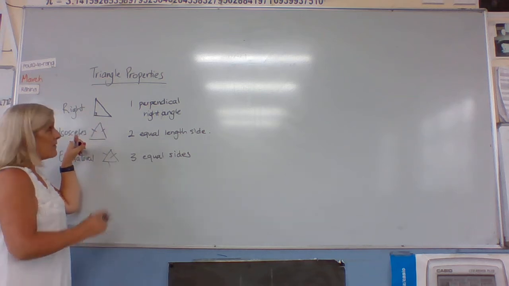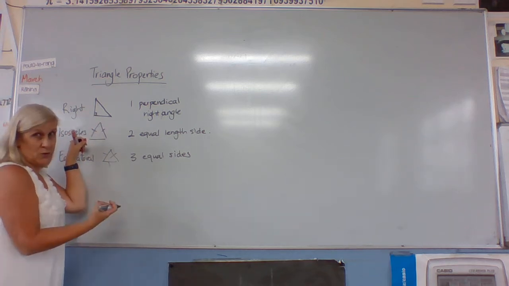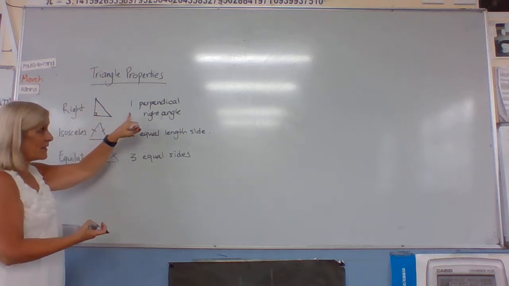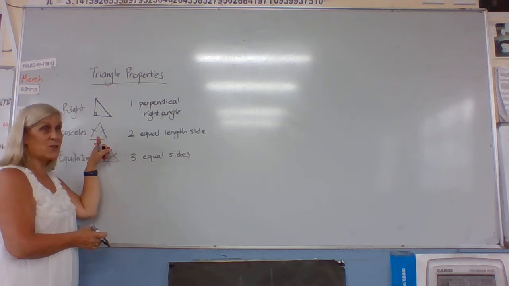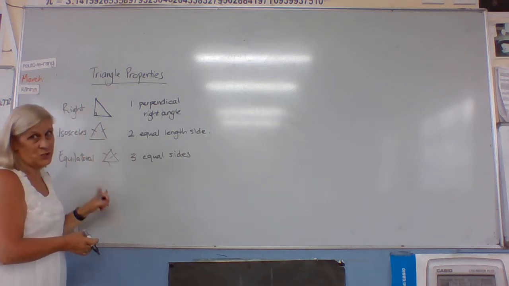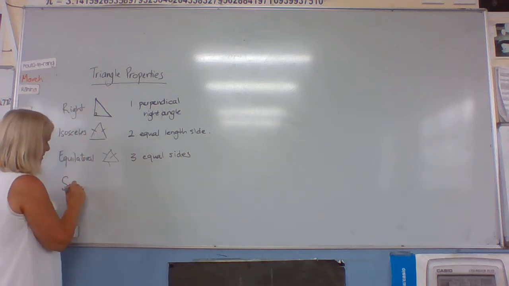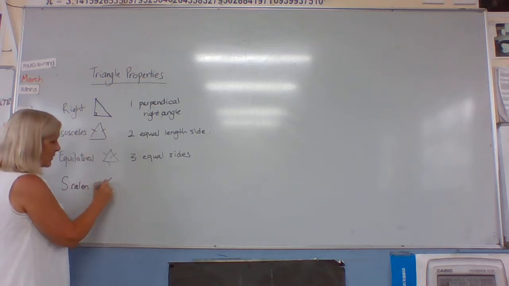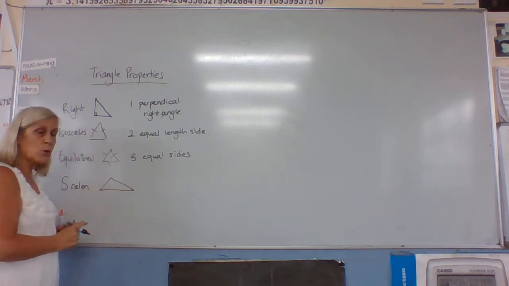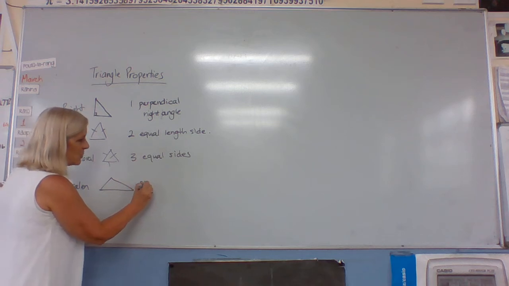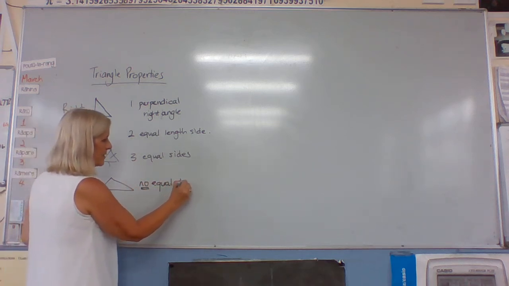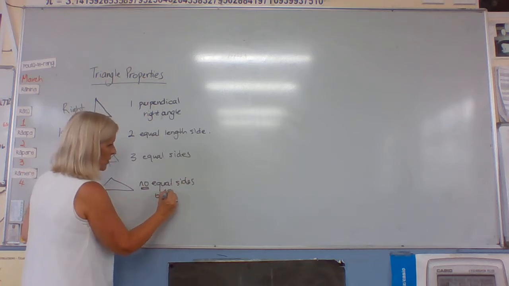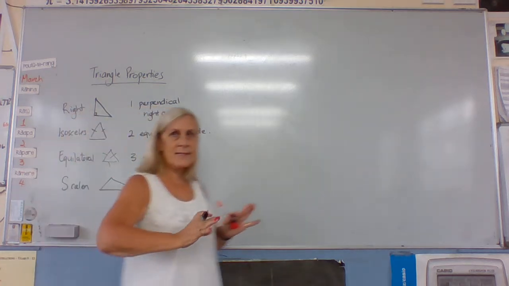So if we're finding out exactly what sort of triangle it is, we'd go and find out if one has a perpendicular angle first, then we'd find out if any of the sides are equal, because then we'd have a right-angled isosceles triangle. The other one with nothing in common, so no right angles and no equal length sides, is called a scalene triangle. So that's got the no case.